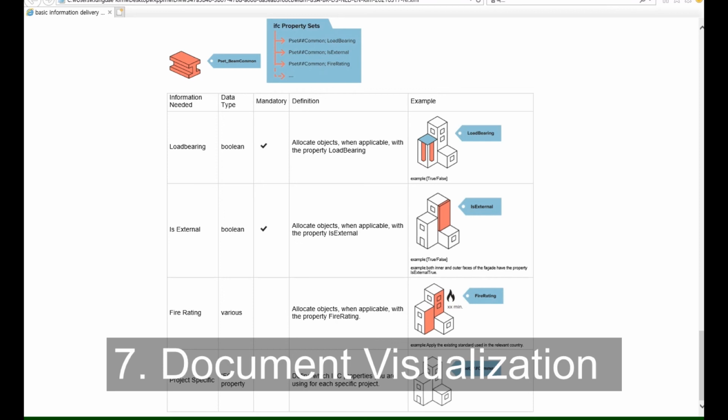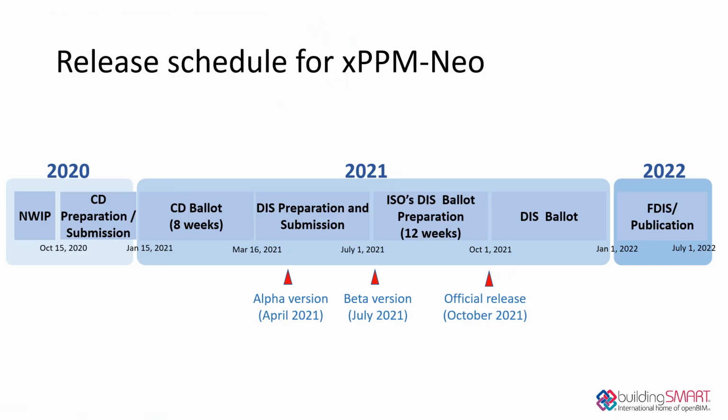The alpha version of XPPM-Neo is scheduled to be released in April 2021, the beta version in July 2021, and the first official release in October 2021. All these versions will be released for free. The schedule is subject to change due to the changes of the IDM data schema.